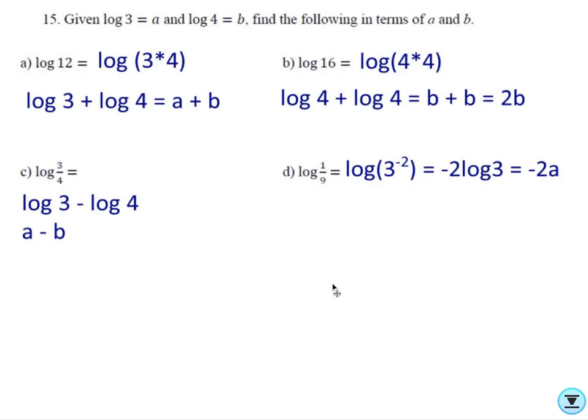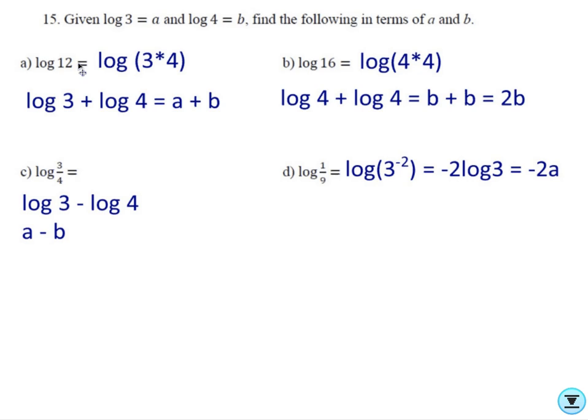All right, number 15, this is one of the last things that we talked about. So it says given log of 3 is A and log of 4 is B, find the following in terms of A and B. So what you want to do there is, first of all, we know that log of 3 and log of 4, they both have base 10. It's not something we're able to find without this information. But we know things about it.